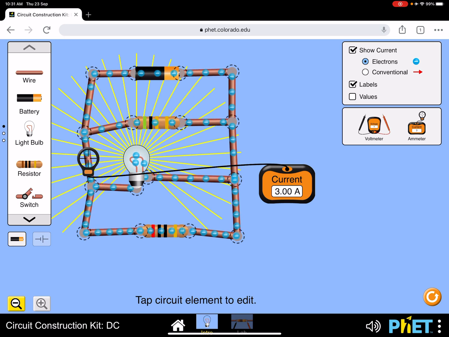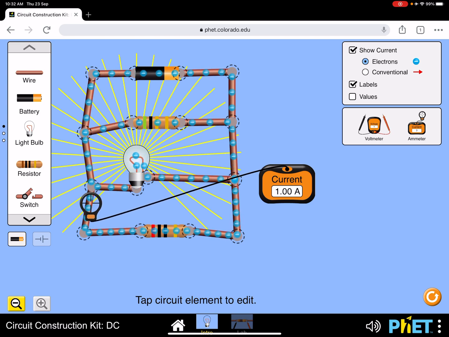There's 3 remaining. And after 3, when it comes to this junction, it splits again. 2 amps goes here. And what's left is the 1 amp. So the 1 amp goes through this bottom branch.